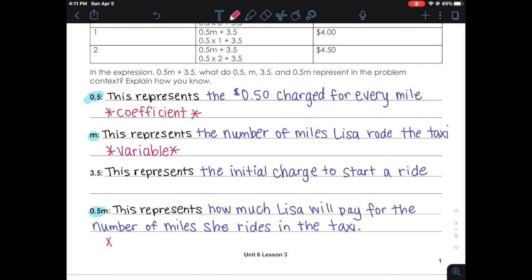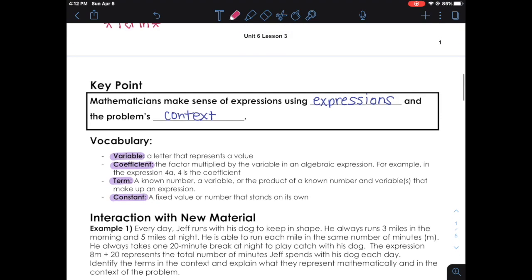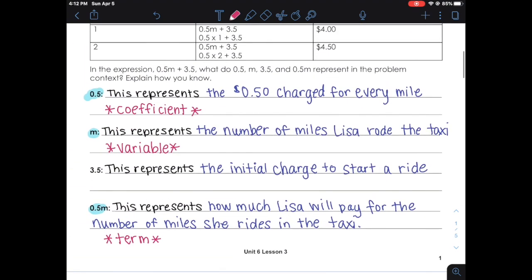It's this one. So 0.5m, that's one of our terms. Okay, and last but not least, we have the constant. And a constant is a fixed value or number that stands on its own. So if we come back up here, which one is our constant? The only one that's left, the 3.5.